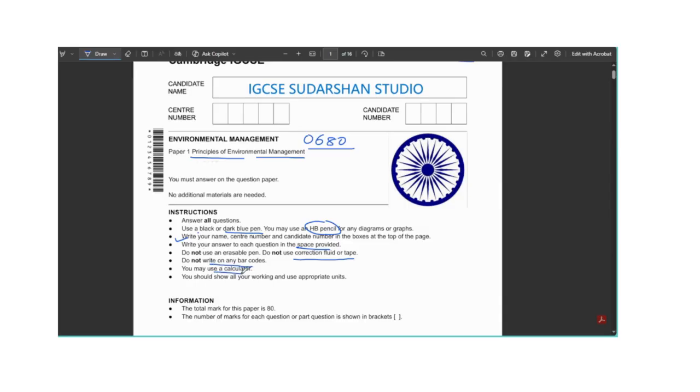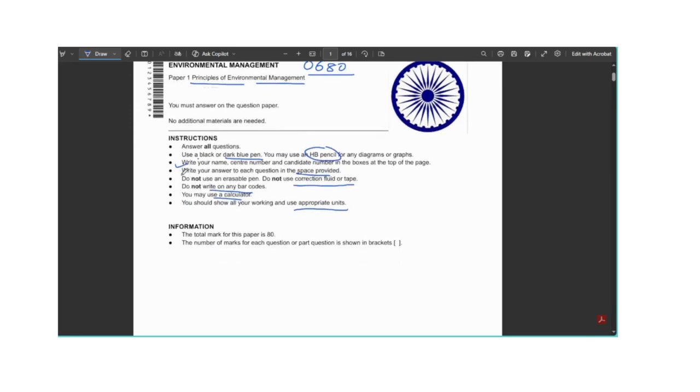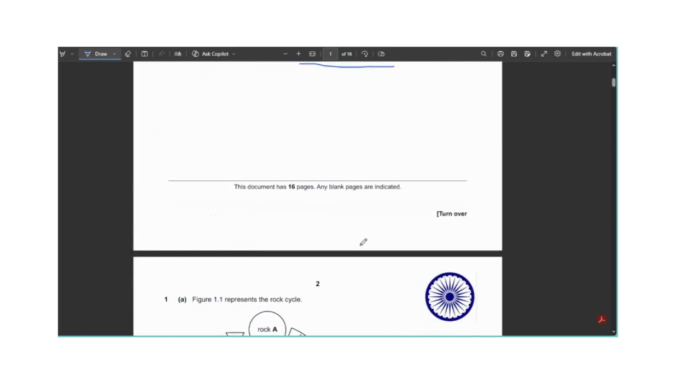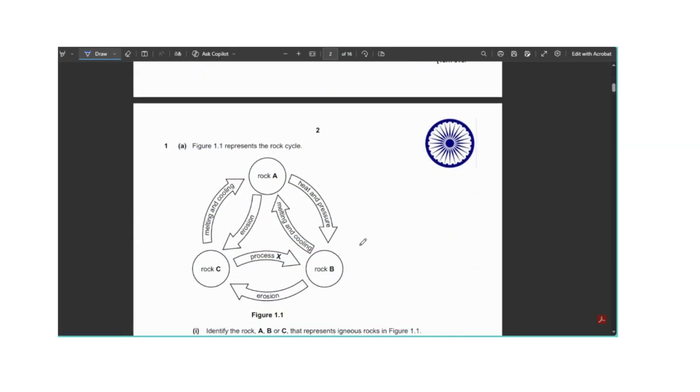You can use a calculator for calculation purposes, and after calculation use the appropriate unit. So these are the instructions that we have from IGCSE. Please read this very carefully before you attempt the exam. The total marks for this paper is 80, and at the end of every question you will see the marks. So without further ado, let's go with the first question.